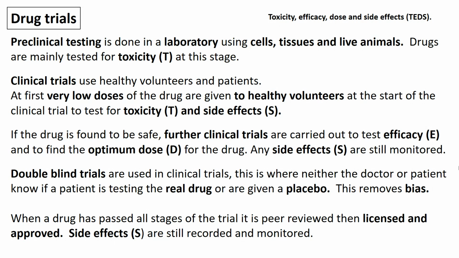And when a drug has passed all the stages of the trial, it is peer-reviewed. That means scientists look at how well the drug's trial has been carried out, make sure it's been done fairly and effectively, and looks at all of the methodology used and make sure that it's a robust trial. And then if everything looks fine, it's licensed and approved. Side effects, though, are still monitored. So if you get this drug from a doctor, for example, and you went and told him about side effects, they would still record that somewhere and share that data with the drug company.